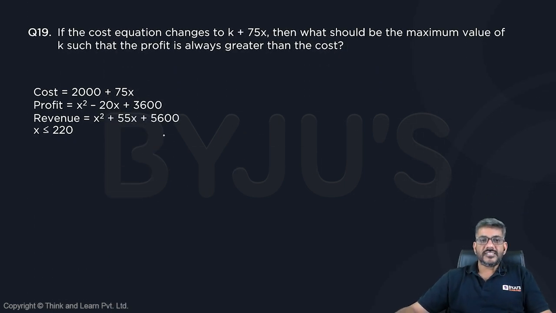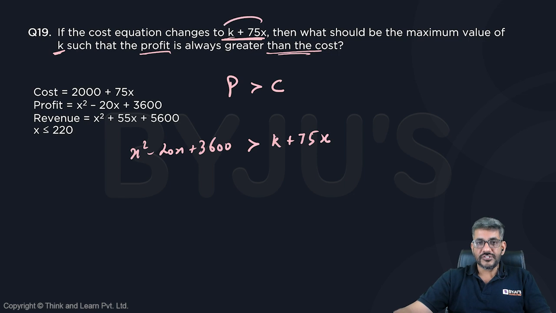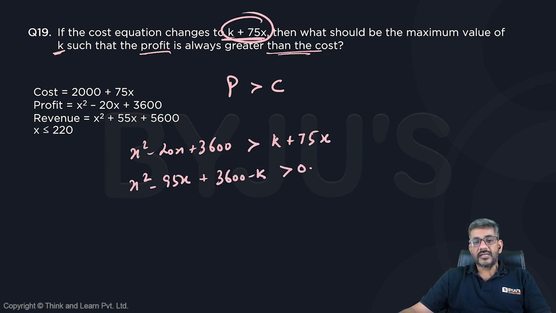Now this question says that the cost equation changes to k plus 75x, then what should be the maximum value of k such that profit is always greater than cost? So I want the profit to be greater than cost. Profit is x square minus 20x plus 3600. It should be greater than cost, and cost is k plus 75x, right? Yes, change the cost equation. That means x square minus 95x plus 3600 minus k should be greater than 0.